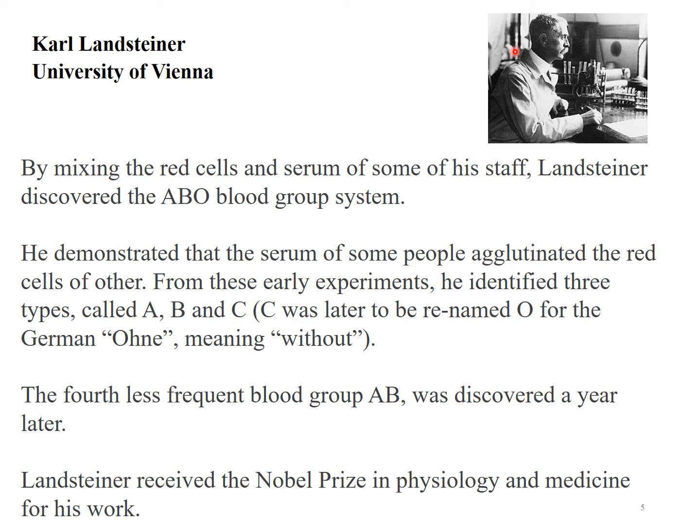He originally named the blood group system A, B, and C, but later renamed it A, B, and O since blood group C has no antigen. O stands for ohne, which in German means without, while the AB group was discovered a year later. He received a Nobel Prize for his great discovery on the blood group system.